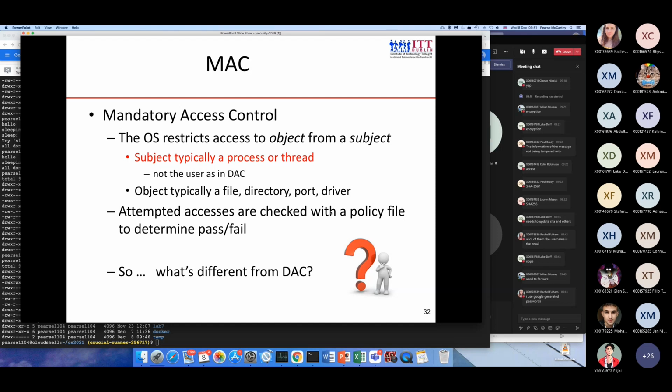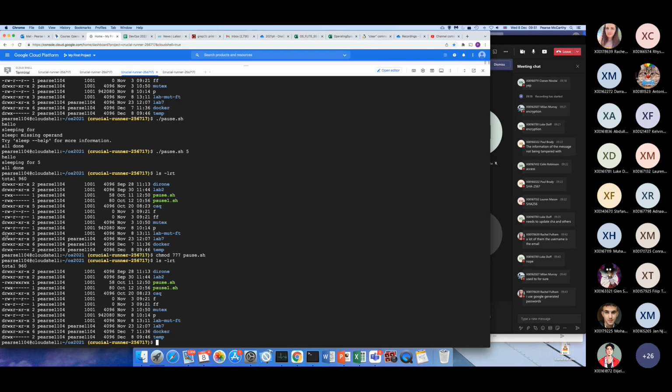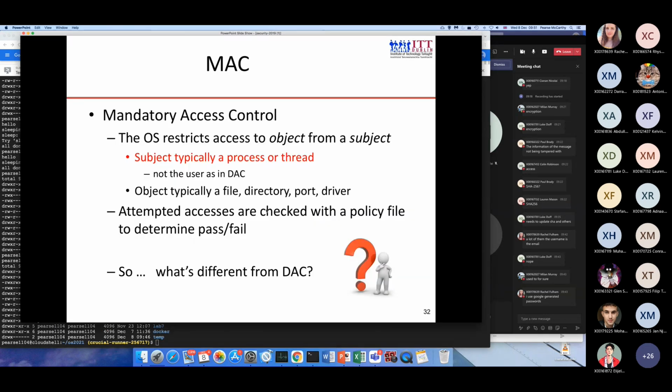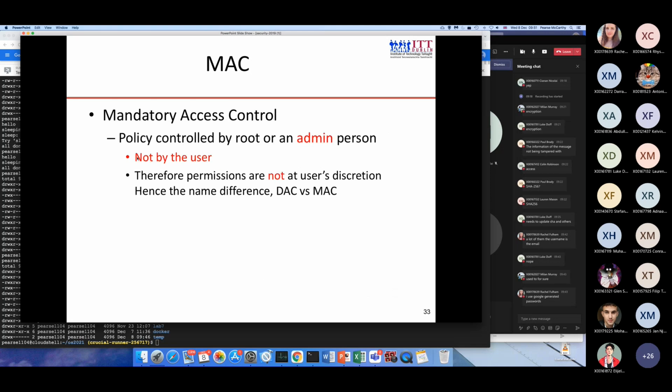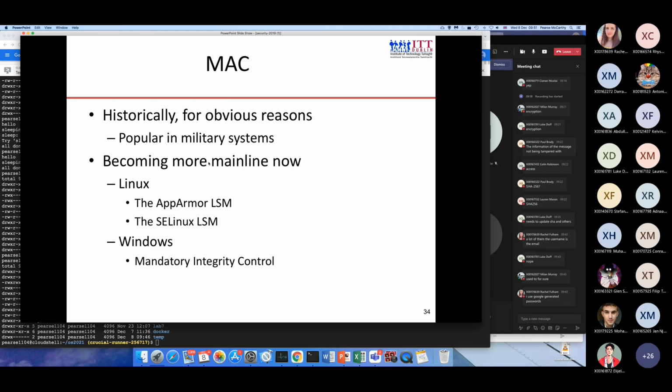Even if those applications have been set up with discretionary access 777, the mandatory access controller can come along on top and say, you're not getting at the LCD. Okay. Attempted accesses are checked with a policy file. That's what controls who's allowed to do what, to determine pass or fail. What's different from DAC? Well, I think it's obvious at this stage. The policy is controlled by someone above you, not just the user. So the permissions are not at the user's discretion, hence the name difference. So hopefully you get that. If not, listen back to the video.